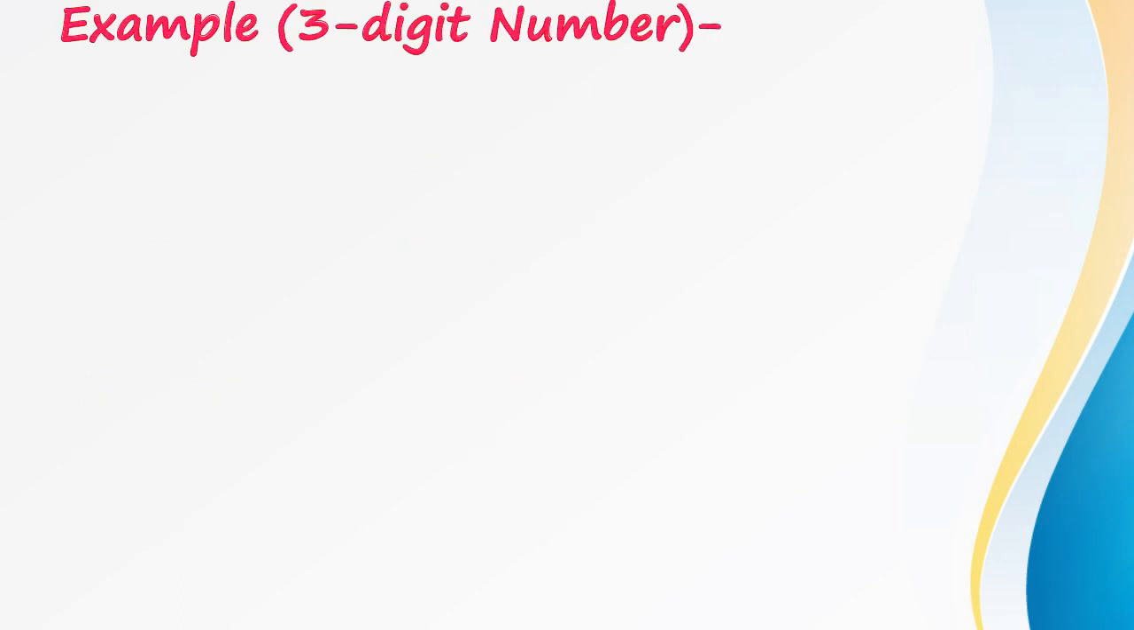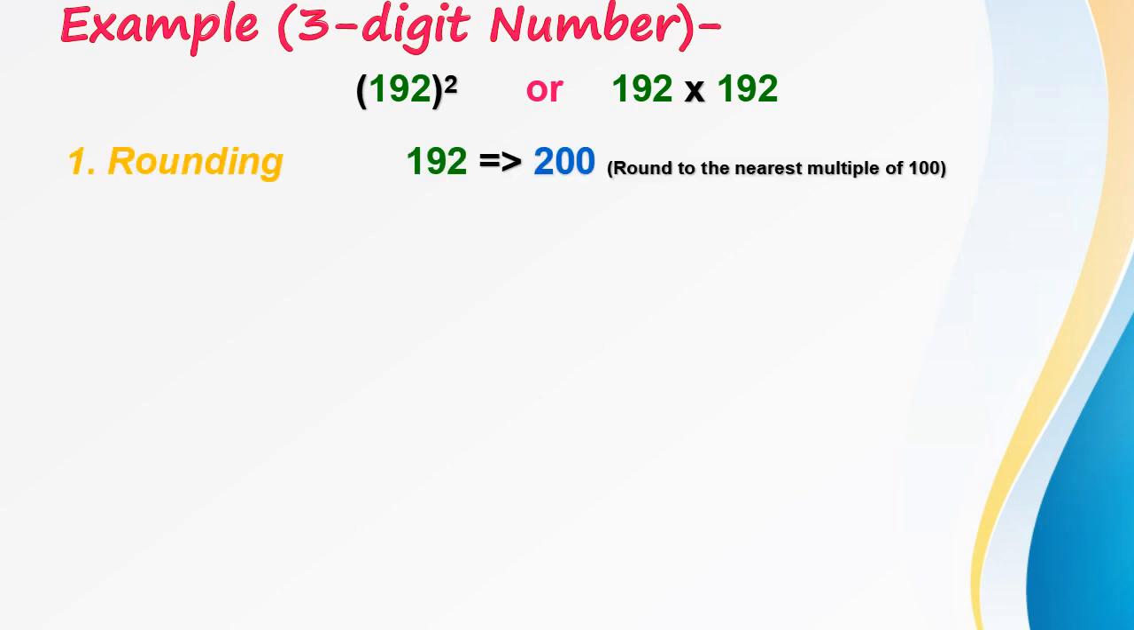Now, let's see how this method works with 3-digit numbers. Let's consider the example 192. So, again, step 1. We will round 192. Since this is a 3-digit number, we will round it to the nearest multiple of 100. When we round the number to the nearest 100, it will give us a number with 2 zeros, which will make the multiplication step easy. So, 192 is rounded to 200.